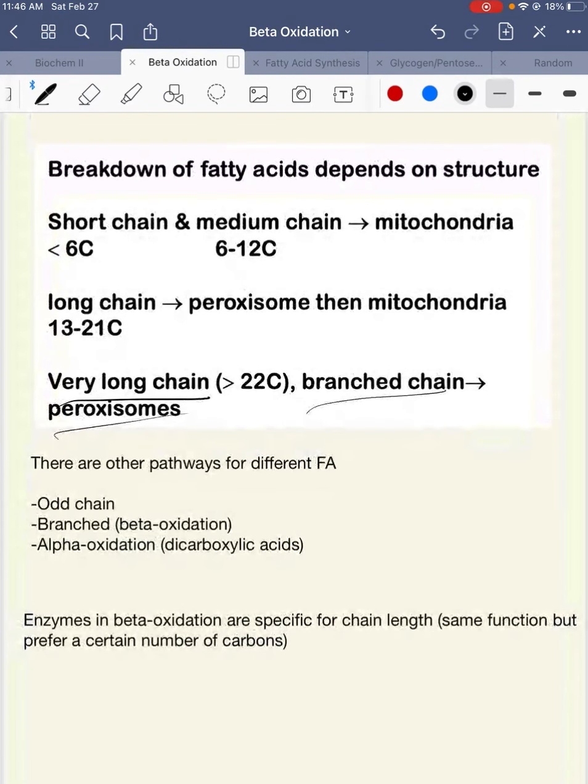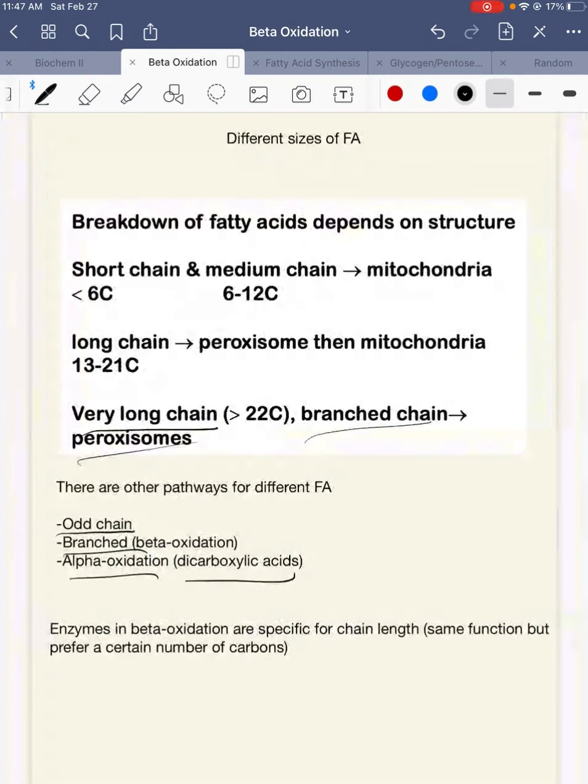Okay, and then I briefly have these mentioned in later slides, but I don't think you guys are expected to know them. Just know that there are different pathways if you have an odd chain fatty acid, if we have a branched one, and then we have alpha oxidation. So this happens for dicarboxylic acids. Okay. And then the enzymes in beta oxidation are specific for the chain length.